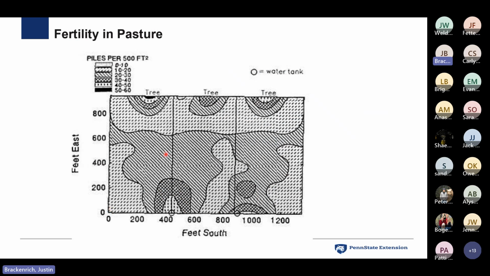This study, they looked at nutrient deposition and how spatial we can get with what we've got, right? So up around the trees, they had lots of manure piles, right? Some of them were 50 to 60 piles per 500 square feet. And so what happens is we start to create these sinks. All the feed is eaten out of here, left down here at watering troughs, left up here at trees.